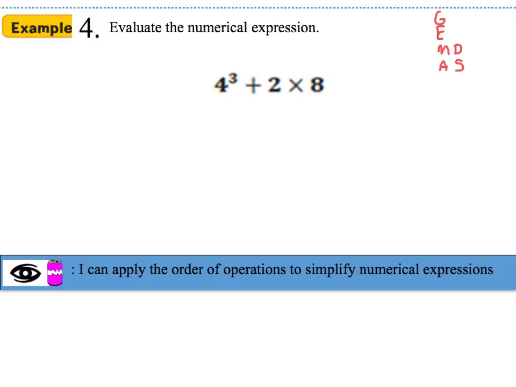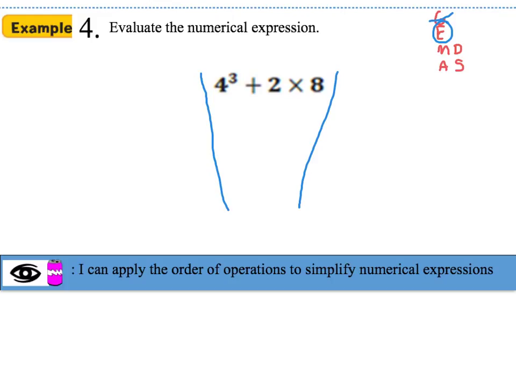I know that my numerical expression is going to start to funnel down. It's going to get smaller and smaller as I start to simplify each expression. So I'm going to ask myself, does this numerical expression have grouping symbols? It doesn't, so I'm going to cross out G. The next one, does it have any exponents? And yes, it does. So I'm going to simplify the exponents first.